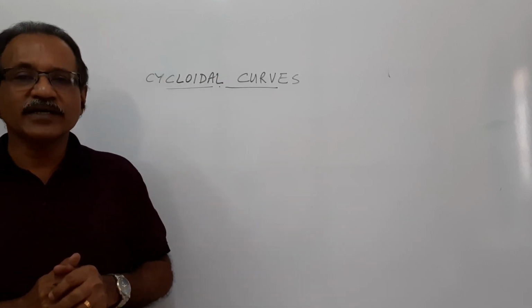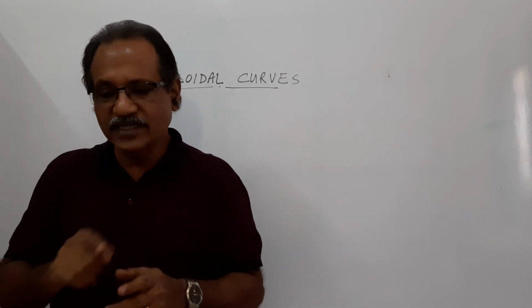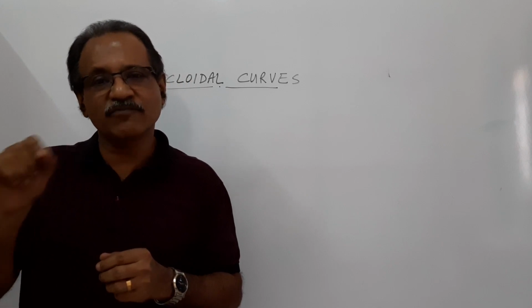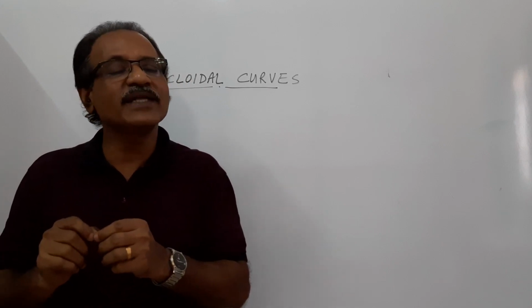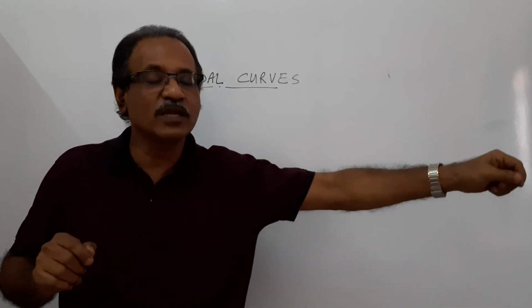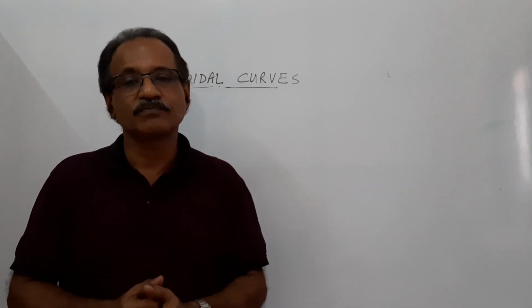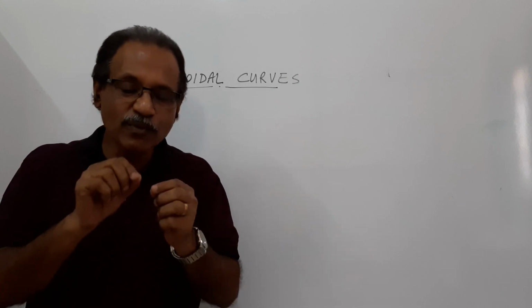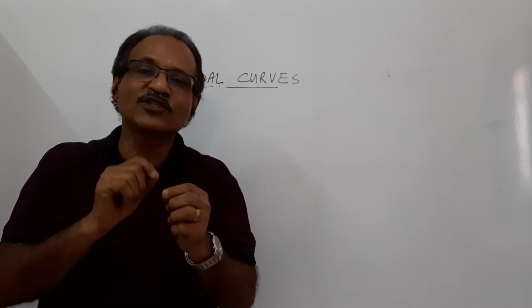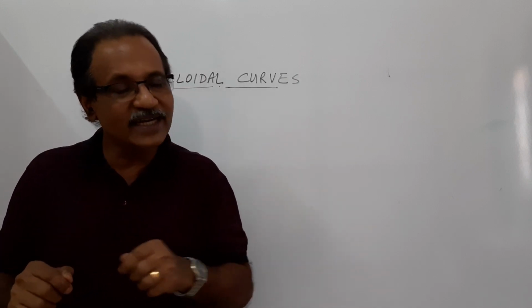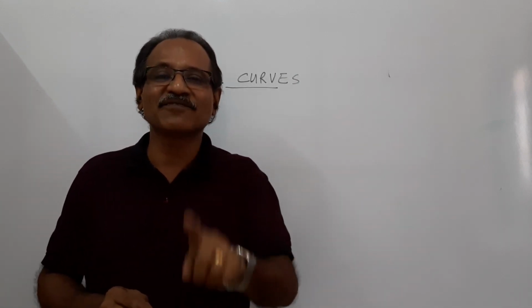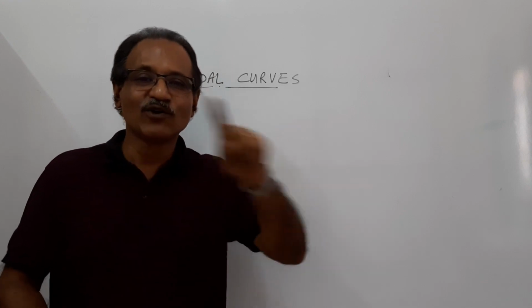What is meant by cycloid? If you assume a circle rolling on a straight line, and if you take a point on the circumference of the circle, the path traced by that point when the circle rolls without slipping on the straight line is called a cycloid. You can consider the wheel of your cycle. You assume a point on the circumference of the tire, and suppose you are riding the cycle. The path traced by that point on the tire circumference is called a cycloid. It goes like this.